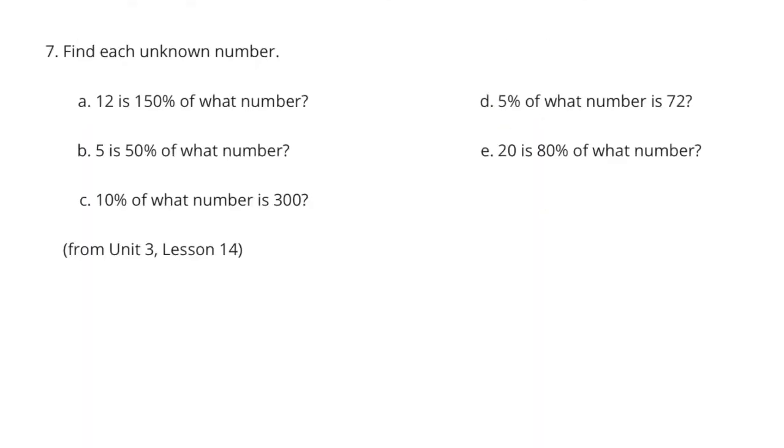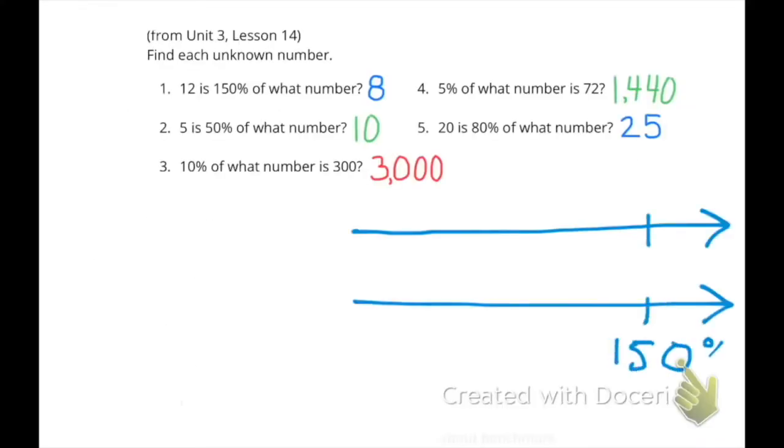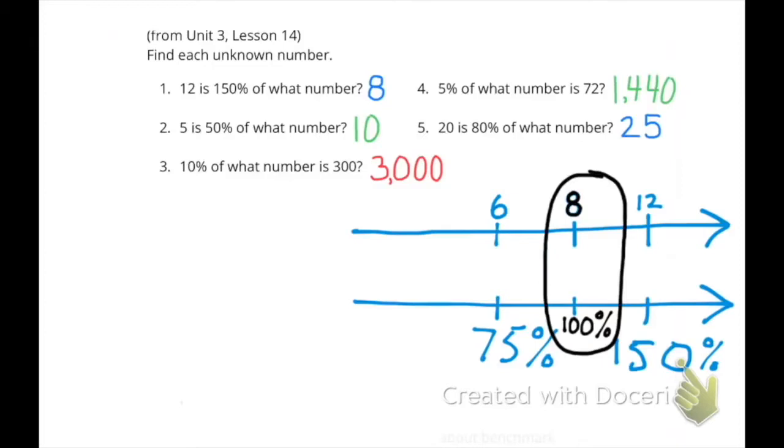Number 7. Find each unknown number. For number 1, 150% is 12. Half of 12 is 6. Half of 150 is 75. Exactly halfway between 6 and 12 is 8. And halfway between 75% and 150% is 100%. 8 is 100% of the number.